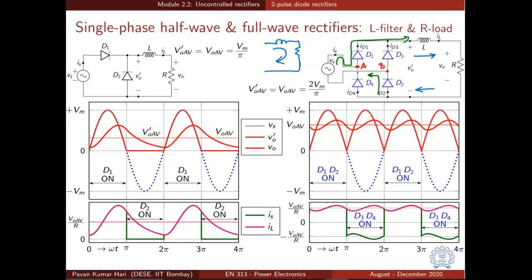VO dash is equal to VAB when D1 and D2 are on. That is, in the positive half we have this kind of voltage appearing across this RL circuit. So the solution of the differential equation Vm = Ri + L di/dt will give us the variation of current, and that will be a sinusoidal plus exponential as explained earlier. So if we start with an initial condition, for example this is the initial condition, it will follow a sinusoidal plus exponential which can be plotted like this.